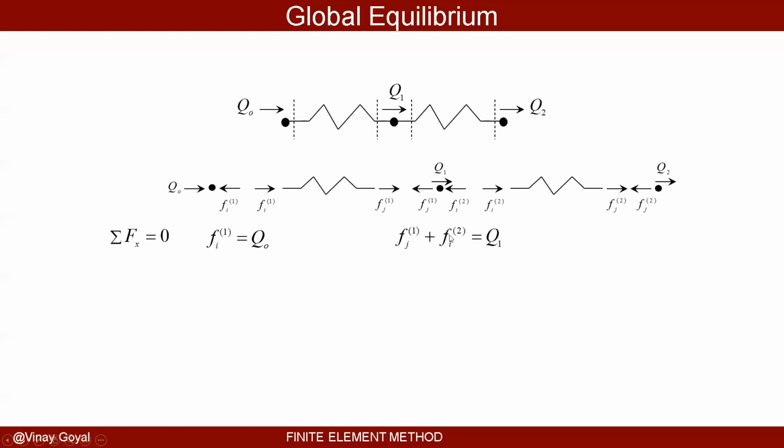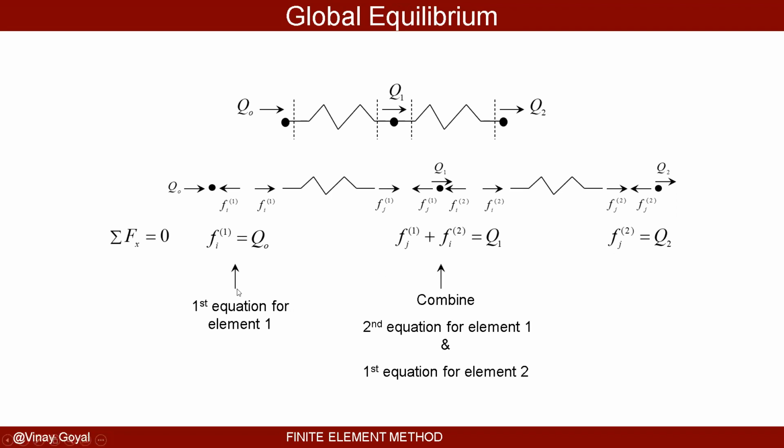So I'll sum now forces in the x direction. So I get Fi1 equals Q0, has to be at that node. Then I continue here at this node, I have this force plus this force equals Q1. And at this node, I have this force equals Q2. Okay. So I've done equilibrium now. That's the first equation for element number 1. That's the second equation for element number 1 and first equation for element number 2. That's how we combine these two to get to that one. That's what happened there. And then I have the second equation for element number 2. So that's what we have. We have these 3 equations here.